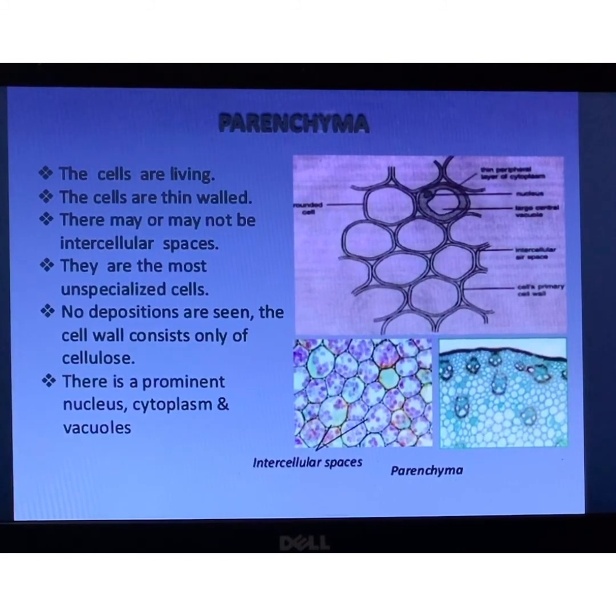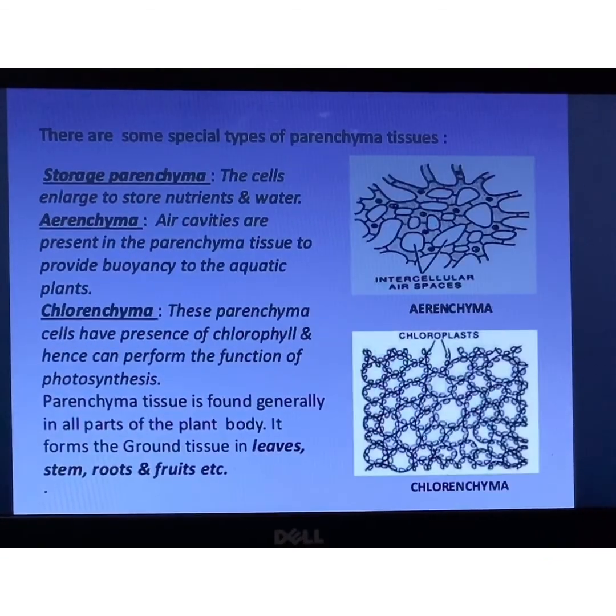Cells are living, they are thin walled, they are closely packed. All right, they are the most unspecialized cells, simplified cells, and there are no depositions seen in the cell wall. All right, they have a prominent nucleus, cytoplasm and vacuoles. Now let us see the different types of parenchyma. As I was explaining, let us have a quick look at them.